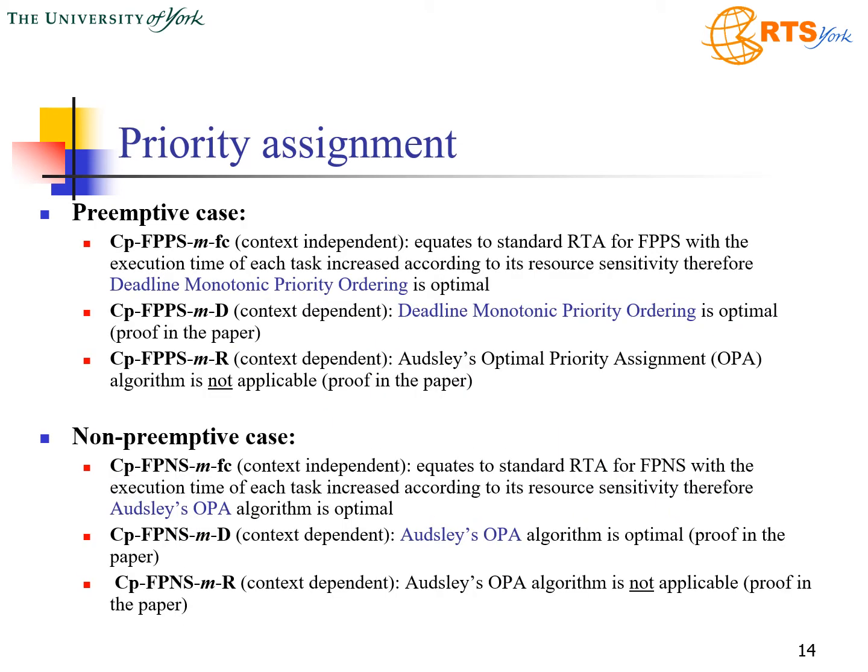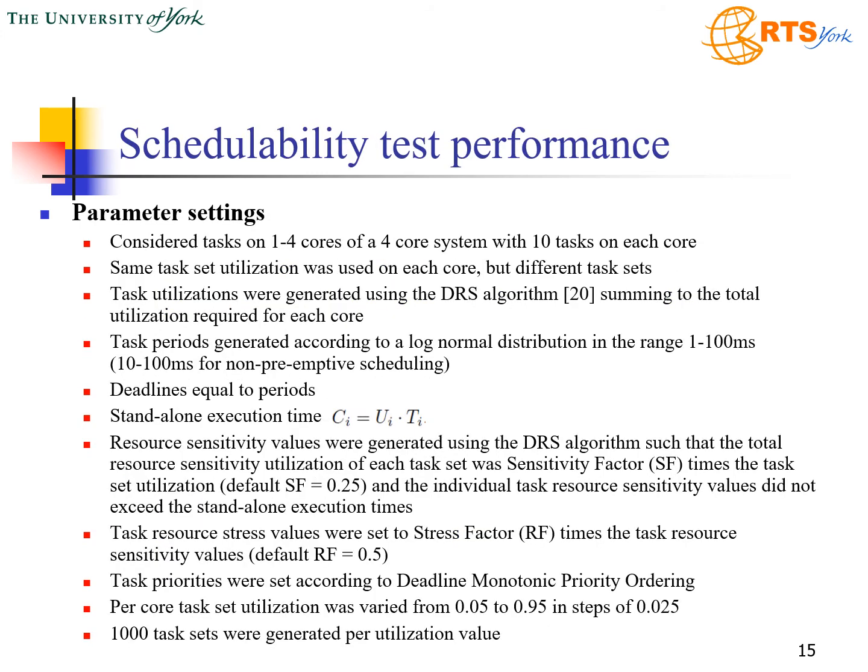Priority assignment is an important factor in achieving high levels of schedulability in systems that use fixed priority preemptive or fixed priority non-preemptive scheduling. And in the paper, we were able to prove a number of results about optimal priority assignment policies for both the preemptive and the non-preemptive case. Now we'll consider schedulability test performance.